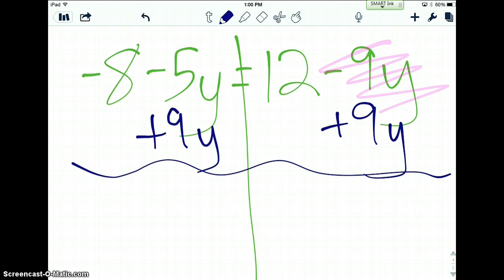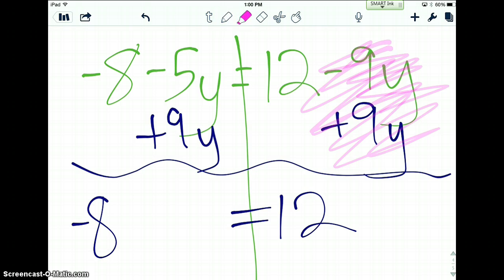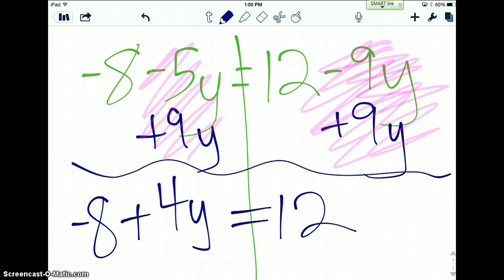And the only way I'm going to get these to cancel is to make them opposites. So I have a -9 and a +9, which is 0 y's. So I am left with 12 on the right. Now on the left here, I have that -8. And then how many y's? So I have -5 plus 9, which would be a +4y.